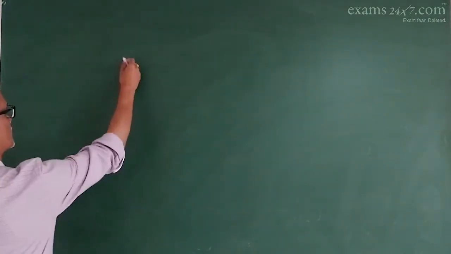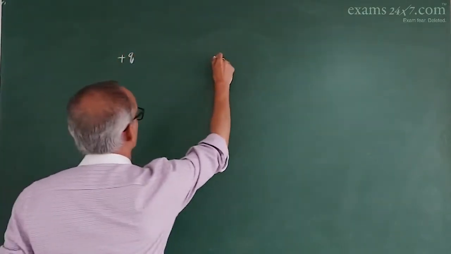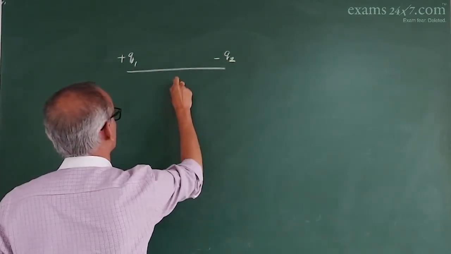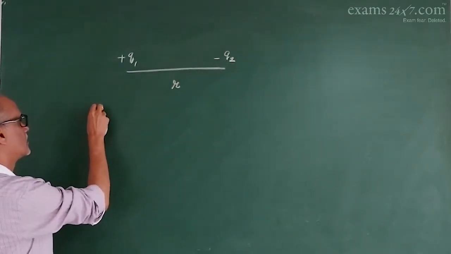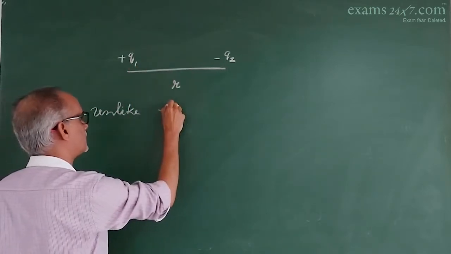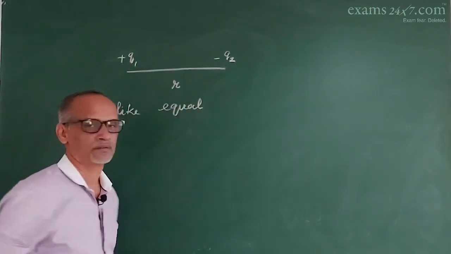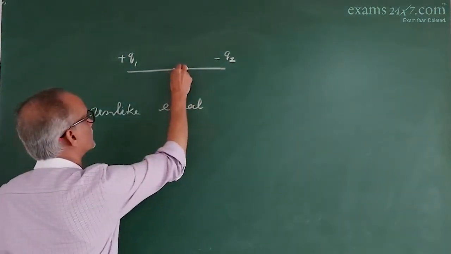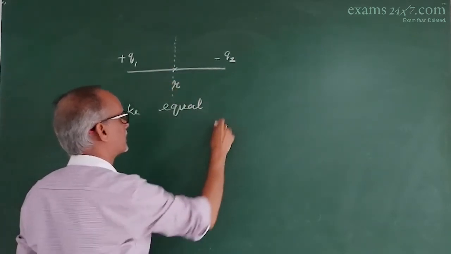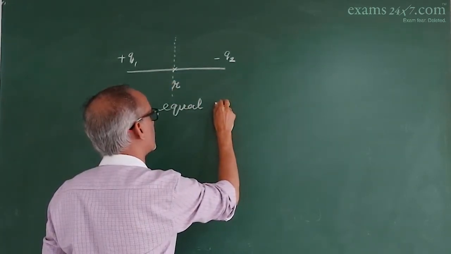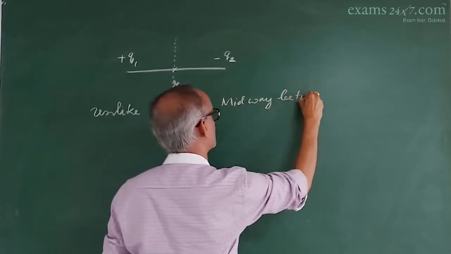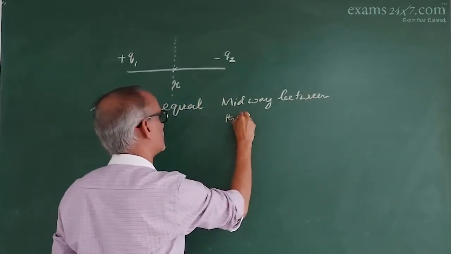So if I consider two unlike charges, Q1 and Q2, separated by a distance r, and if the charges are unlike charges and are of equal magnitude, then the point is anywhere on this line. So we get that it is midway between the two charges.